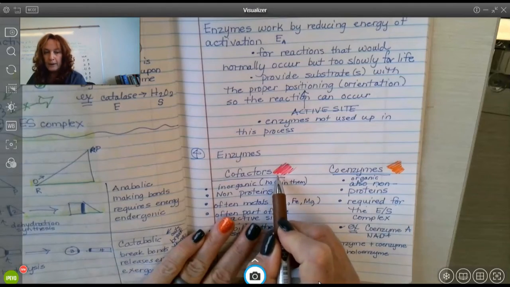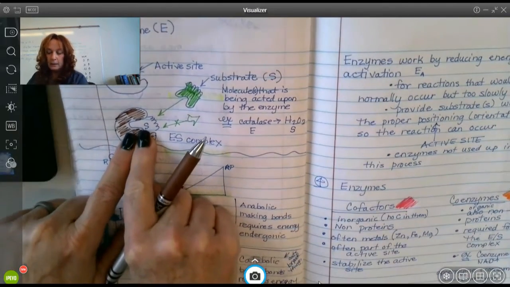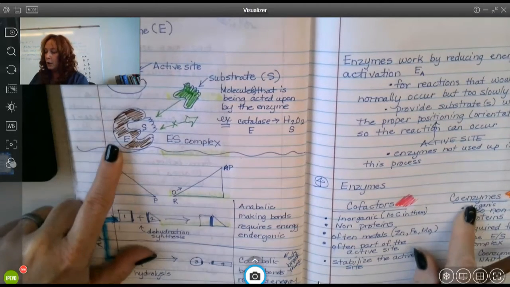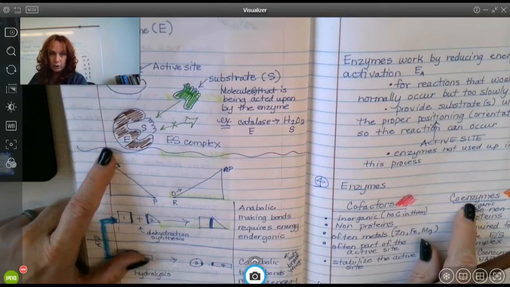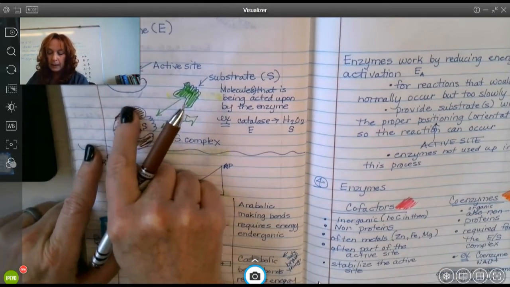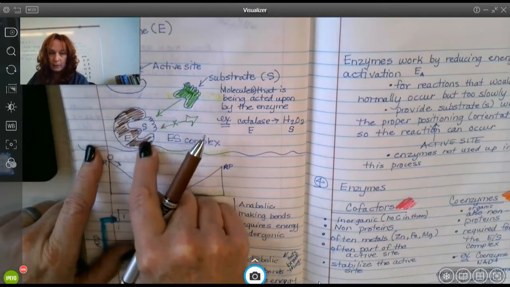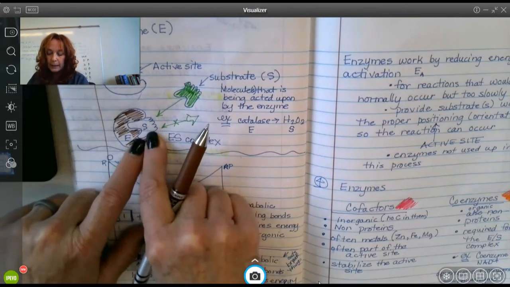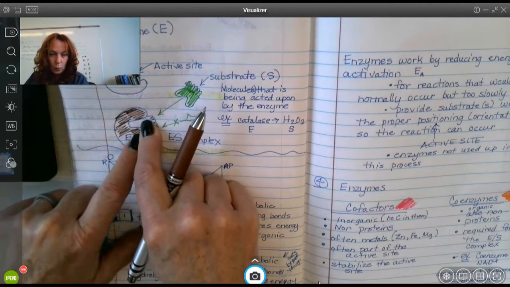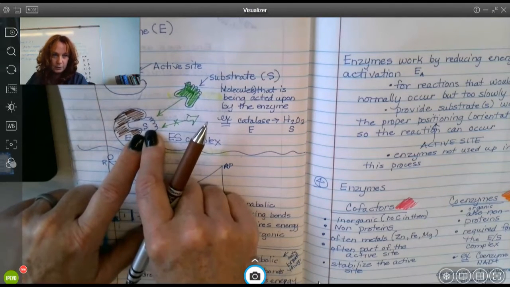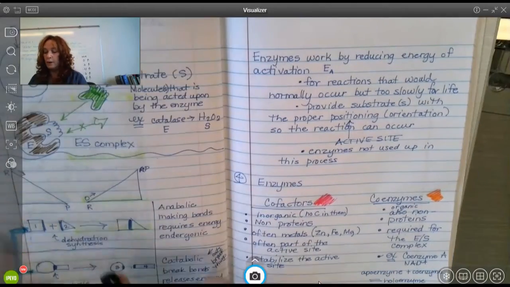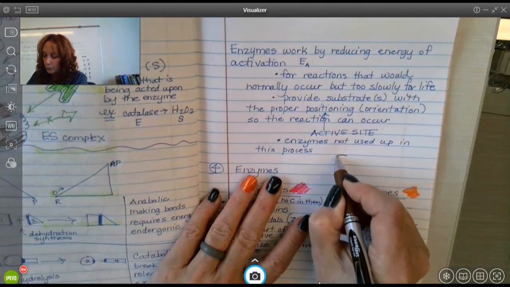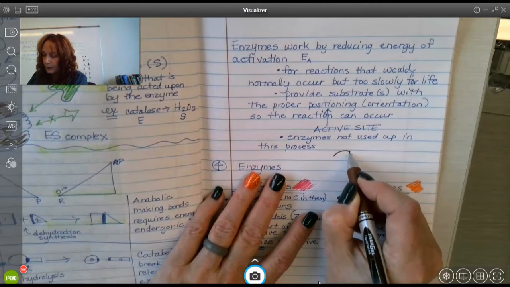So the cofactor is going to need to go and sit somewhere in this active site. The coenzyme is going to either be prosthetic or an added-on piece to the enzyme, which is what I think I'm going to draw, or it's going to be in the active site with the substrate as a co-substrate. But I think I'm going to just draw the prosthetic version. So I'm going to draw my enzyme. So here it is.